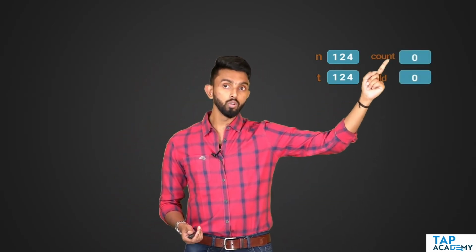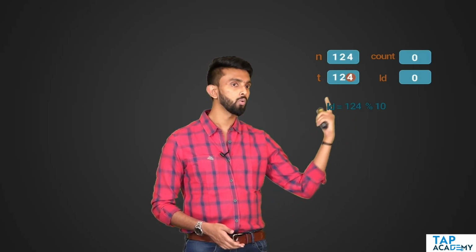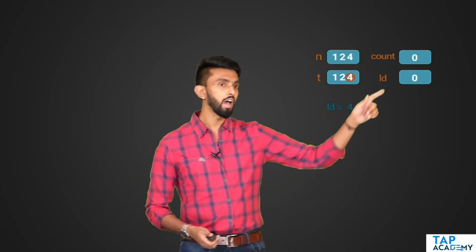And of course, I want the total count of the divisors. Every time I remove the last digit, I want to store it somewhere, so I'll have a variable called LD, short for last digit. How are we going to do this? It's quite simple. First thing I will do is extract the last digit. How will you do it? Modulo 10. In this case, 124 mod 10 is nothing but 4. 4 becomes my last digit. I will store it within LD like this.